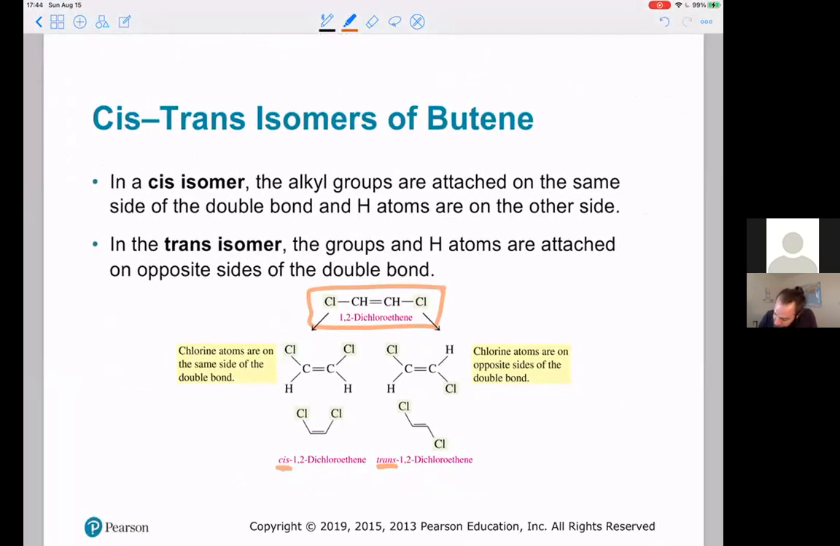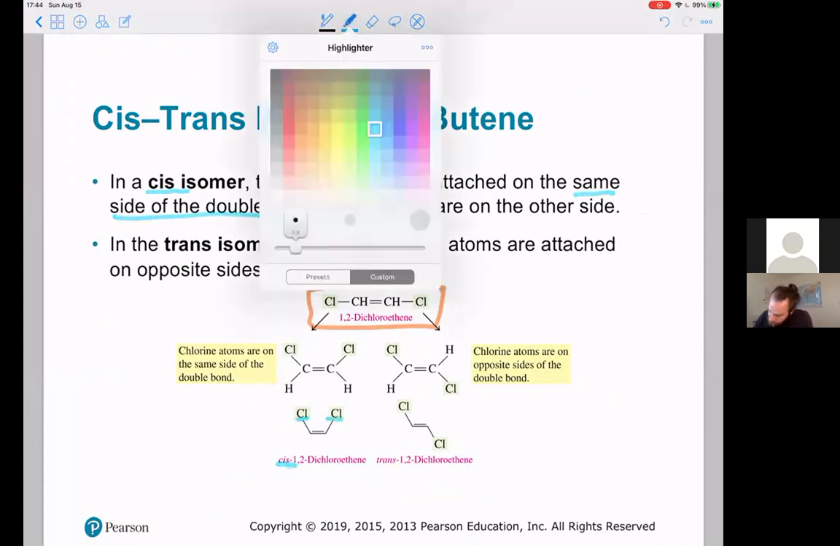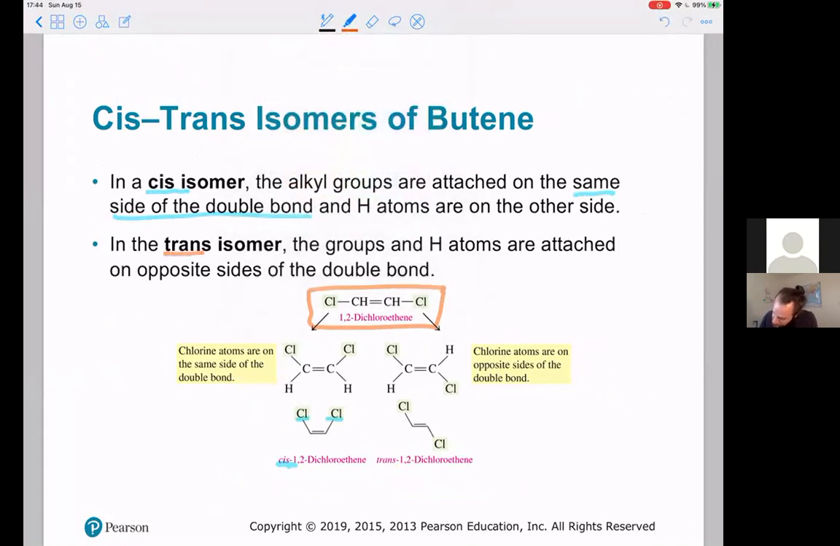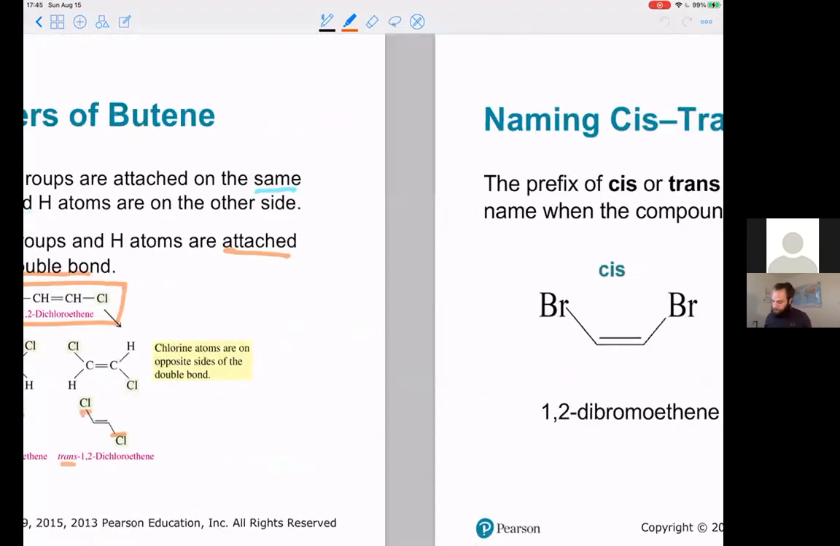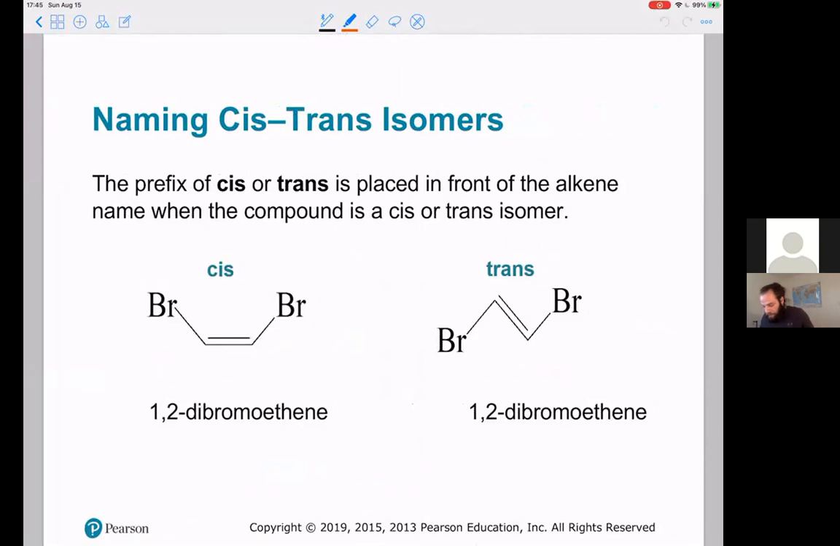So again, let's actually color code here. The cis isomer means that they are on the same side of the double bond. So boom, boom, same side. So it's cis. The trans isomer means that they're attached on opposite sides of the double bond. So this is one side, this is the other one. So that's trans. Again, same sort of idea. So cis, they're pointed in the same direction. Trans, they're pointed in opposite directions.